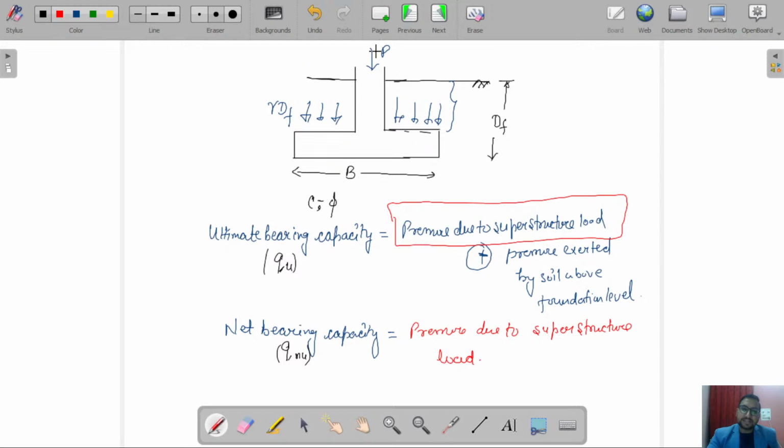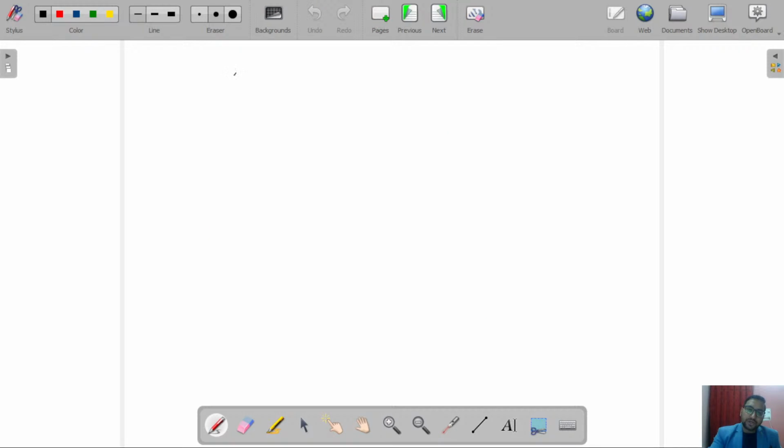Terzaghi has given the formula for ultimate bearing capacity. For a strip footing, qu is equal to c Nc plus Nq into gamma into Df plus half gamma into B into N gamma. Now this is the ultimate bearing capacity. We need net bearing capacity, so qnu will be equal to qu minus the pressure exerted by the soil above foundation level, that is gamma into Df.